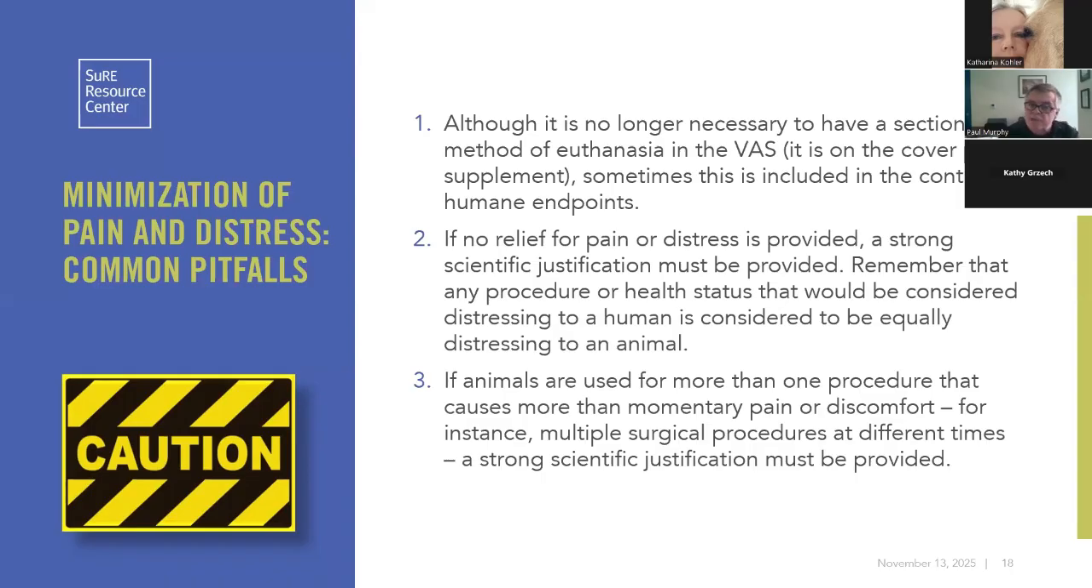Remember that any procedure or health status that would be considered distressing or harmful in a human is also considered to be equally distressing to the animal, right? Now, if you're using animals for more than one procedure that causes more than momentary pain or discomfort, for example, multiple surgeries, you have to again provide a strong scientific justification, right? Remember, the justification has to be scientific. It can't be something like cost savings or convenience. Those are not acceptable justifications.